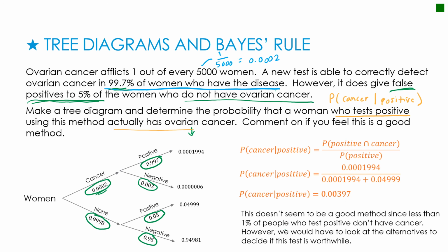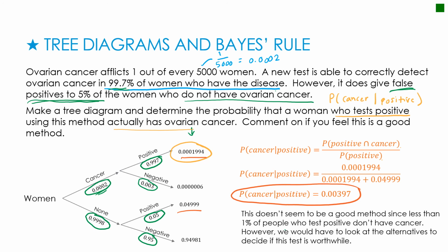So cancer given positive means my numerator is people who are positive and have cancer. My denominator is everybody who's positive. So my numerator is positive who have cancer, which is 0.0001994. The denominator is everyone who tests positive, which is both the people positive with cancer and the people positive without cancer. Notice that I've added them together, and this is my final probability.